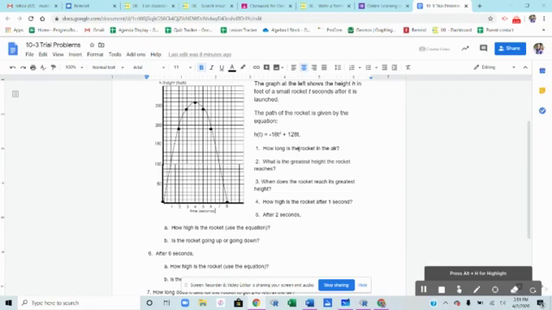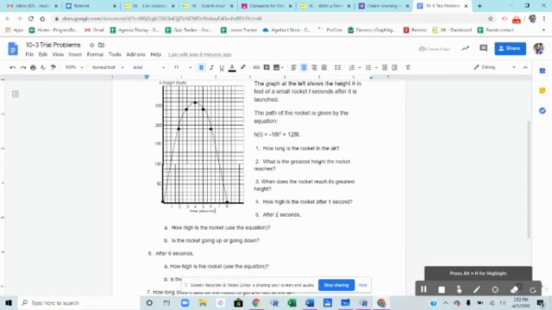So the first question asks you, how long is the rocket in the air? Well, all of this is up in the air because we're feet into the air. Our height, we're coming back down, but we're still in the air, and we stop being in the air right here. How long did that take? Well, where did we stop? We stopped after 8 seconds. So we're in the air for 8 seconds.